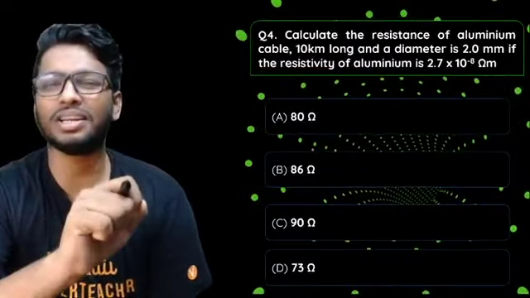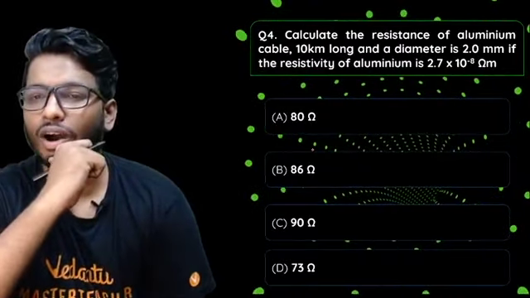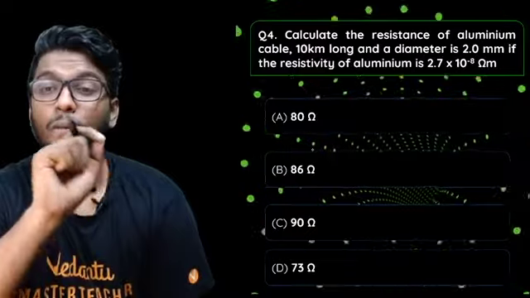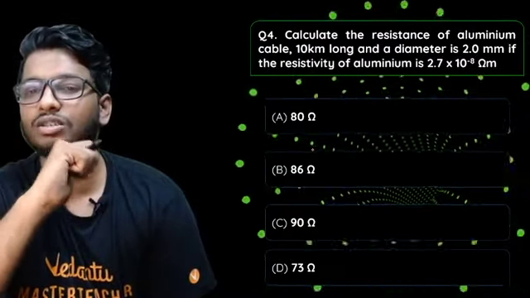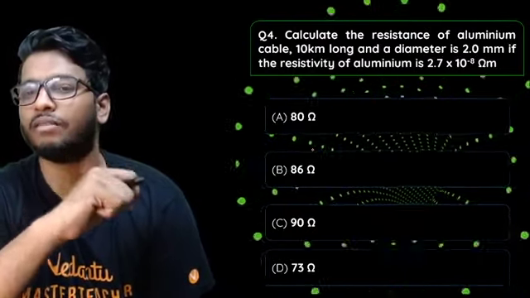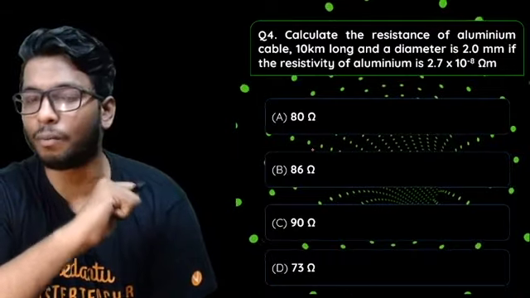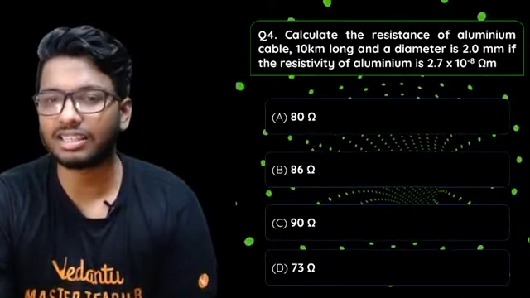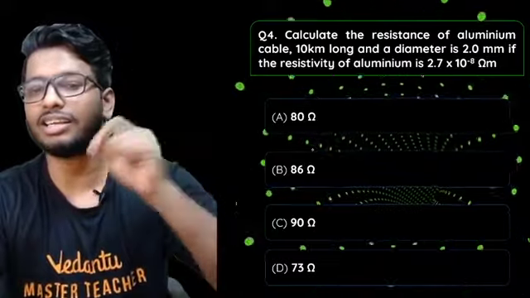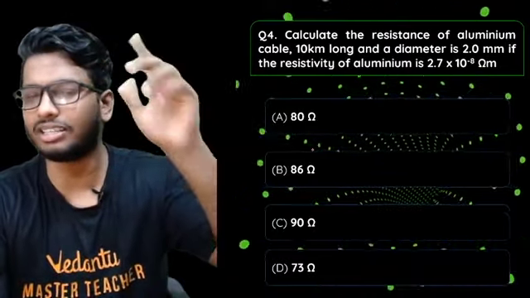Calculate the resistance of an aluminum cable 10 kilometer long and the diameter is 2.0 millimeter, if the resistivity of the aluminium is 2.7 into 10 to the power of minus 8 ohm meter. You're supposed to find out the resistance in this situation. Is it 80 ohms, 86 ohms, 90 ohms, or 73 ohms?